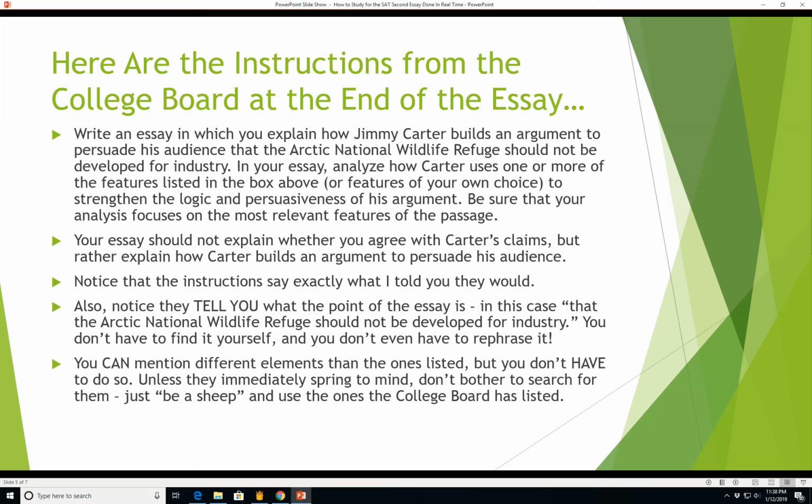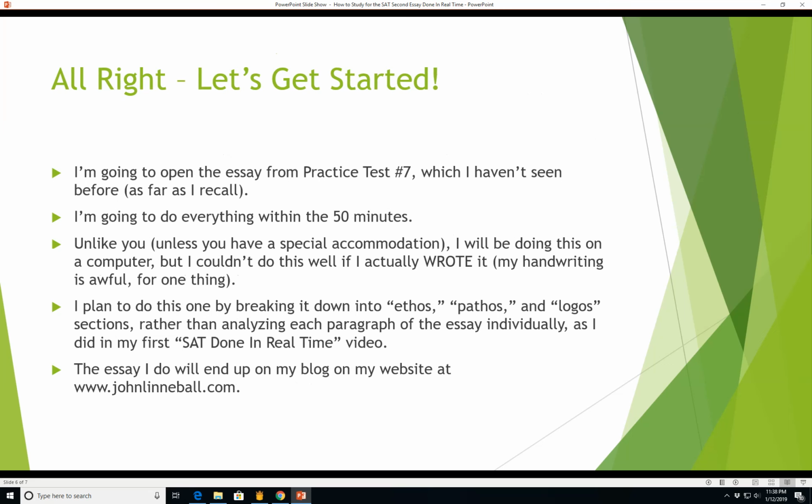You can mention different elements than the ones listed, but you don't have to. Unless they immediately spring to mind, don't bother to search for them. Just be a sheep and use the ones the College Board has listed. Anyway, moving on to the next page here. All right, let's get started.